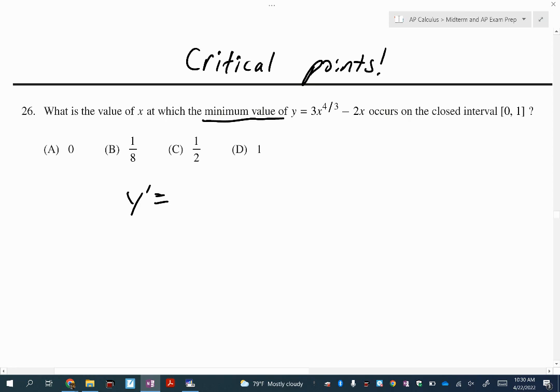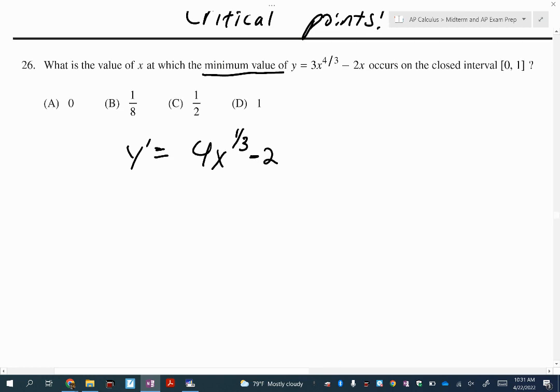Pretty tricky here. I see 3x to the 4/3 power. What am I doing with that 4/3? To the front, it multiplies by 3. What's 4/3 times 3? It's 4. The 3's cross out. Now, how do I get my new power? Take away 1. What's 4/3 minus 1? A third, right? 3/3 is 1, so 1/3. And what's the derivative of negative 2x? Negative 2. And I want to solve this by setting it equal to 0.